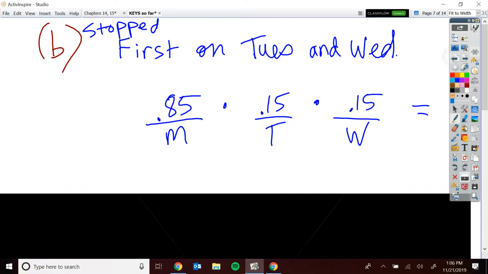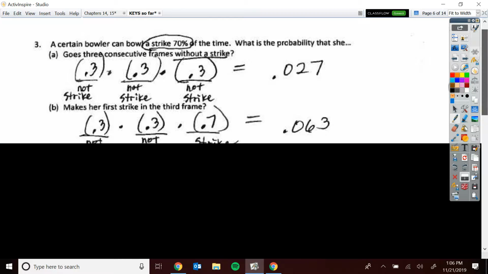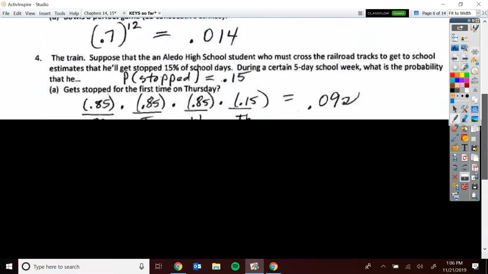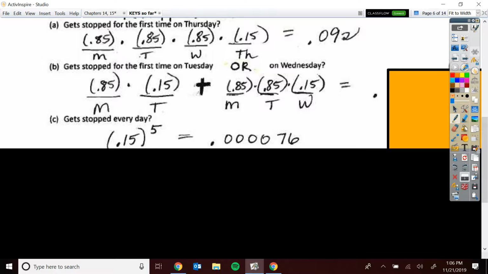All right, so let's take a look then at the rest of how this went. So we're back down to problem C now, where you get stopped every day. So 0.15 to the fifth power. So actually not very likely that you get stopped every single day.